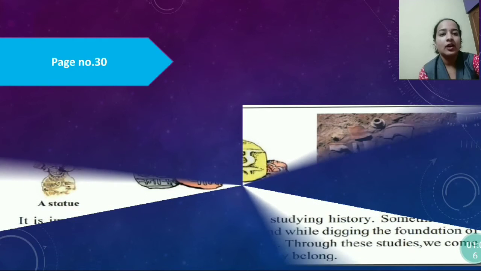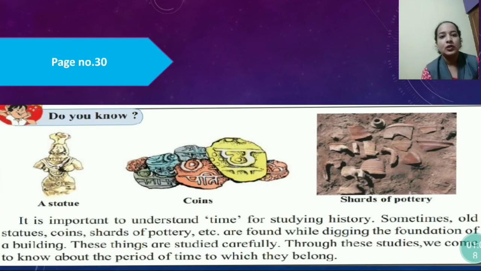Now read again from page 30. Do you know? First picture is of a statue, second picture is of coins, and third picture is of shards of pottery. Below that, start reading. It is important to understand time for studying history. Sometimes old statues, coins, shards of pottery, etc. are found while digging the foundation of a building.